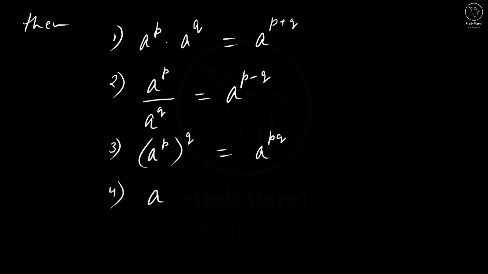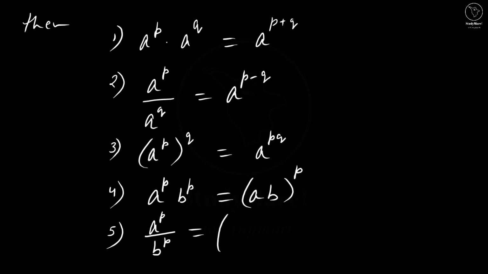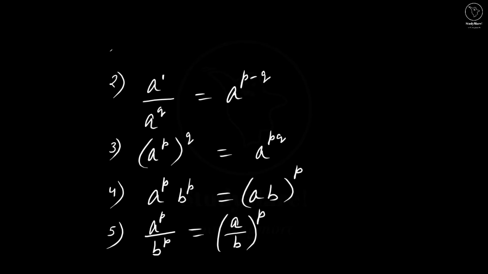Fourth law states that a to the power p into b to the power p is equal to a into b whole raised to the power p. Fifth law states that a to the power p divided by b to the power p is equal to a by b whole raised to the power p. Now let's have a look at some of the examples to understand these concepts better.